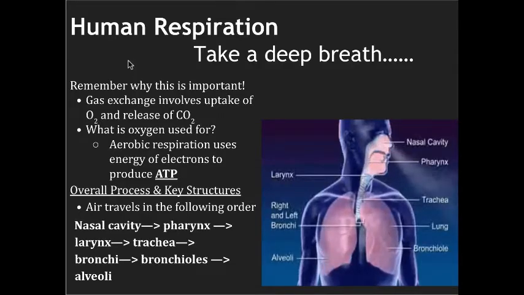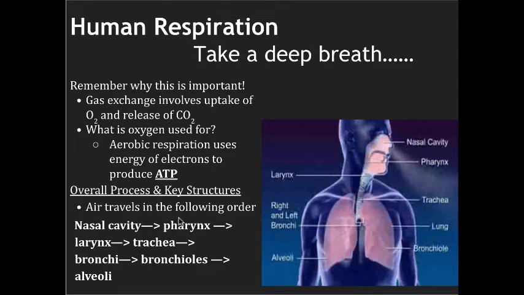Guys, welcome back. We're going to take a quick look at the human respiratory system and the key structures that are needed. Just a quick reminder, the whole point of this is gas exchange. Aerobic respiration involves gas exchange of oxygen and carbon dioxide. Taking in oxygen, we release CO2, we make ATP, and that ATP is the energy we use.